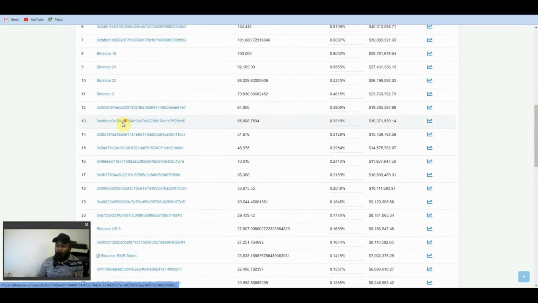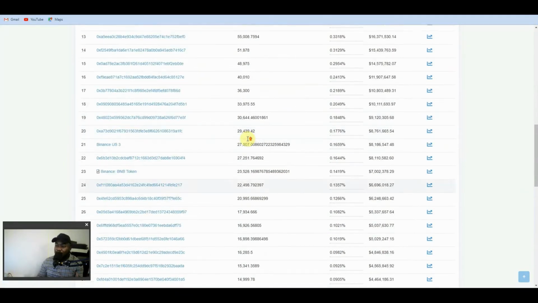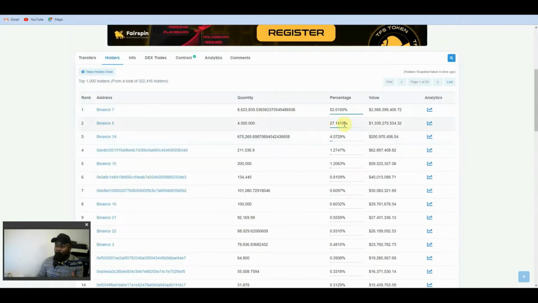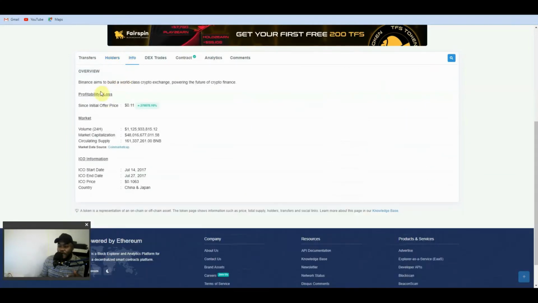BNB. Okay, you can see different wallets holding BNB. Most of them, you can see what percentage of BNB they hold. Then another piece of info here, you can see the profit and loss ratio of BNB at this current time. You can also see the last time they did their ICO, so that you cannot be deceived that this exchange coin is doing an ICO again.